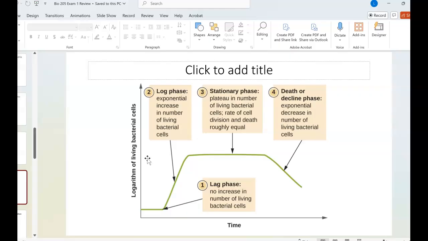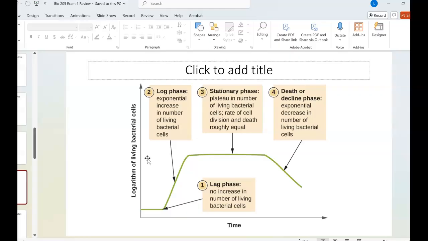So we talked about lag phase. This is also called the period of adjustment. Bacteria is getting used to the environment. Log phase is when that cell is dividing, and so now we're increasing that population exponentially. Stationary phase, as resources start to run out, the number of cells dividing will equal the number dying off. And then death or decline phase, now they're dying at an exponential rate because they've run out of resources. So be able to discuss the different phases as well as label them on a graph.